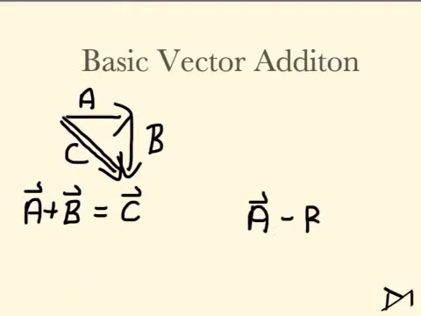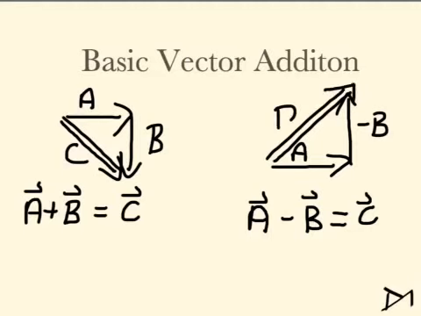Now, A minus B equals C. Let's do vector subtraction, the addition of a negative vector. Vector A plus the negative vector B. Negative vector B is the same as positive vector B in magnitude, but opposite in direction. B points down, negative B is the same length pointing up. So A plus negative B, or A minus B, equals a new vector, not C, but D.